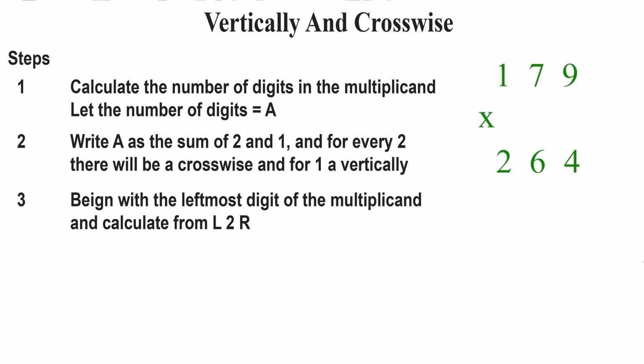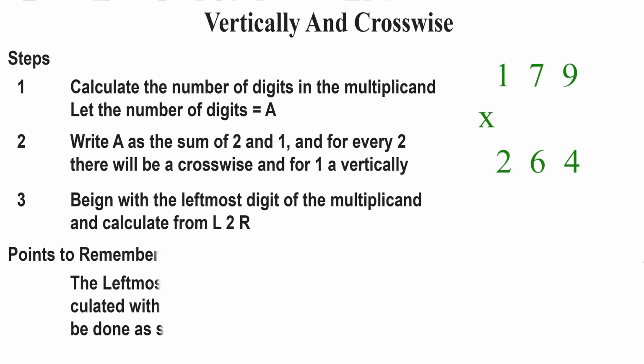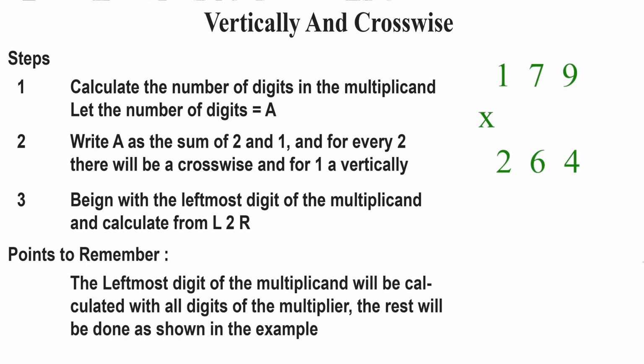Now we won't go ahead and make the calculations to get an answer to the problem that is given in our example, because this video here is to explain the procedure behind the basic principle of how vertically and crosswise works. Quickly recap, we calculate the number of digits in the multiplicand. We write that as a sum of 2 and 1. We begin with the leftmost digit of the multiplicand and get the calculations done left to right.